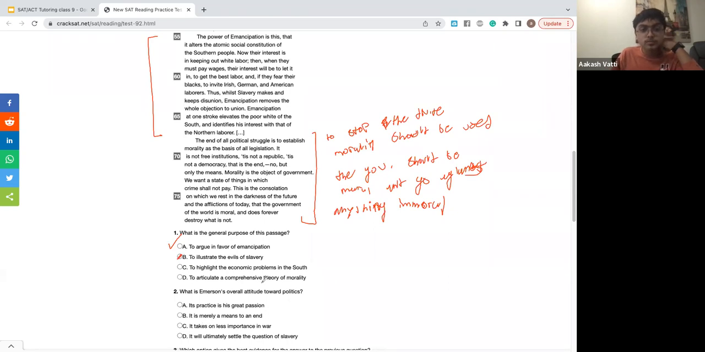To highlight the economic problems in the South, again, the only real time that says the South is poor is right here, and the rest of the passage doesn't really ever say the economic problems of the South. Therefore, it can't be C. To articulate a comprehensive theory of morality, I mean, it has the word morality. However, we're not articulating a comprehensive theory. We're just saying why emancipation is good and why government should be moral. Therefore, A is our answer.